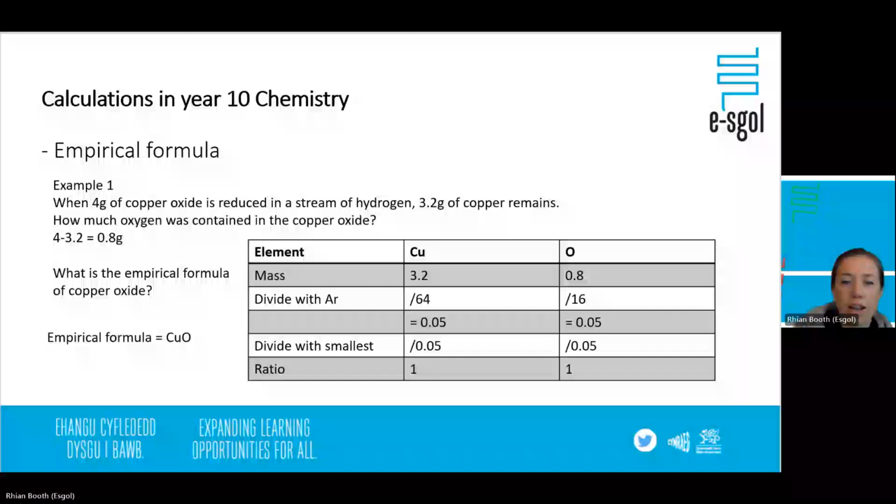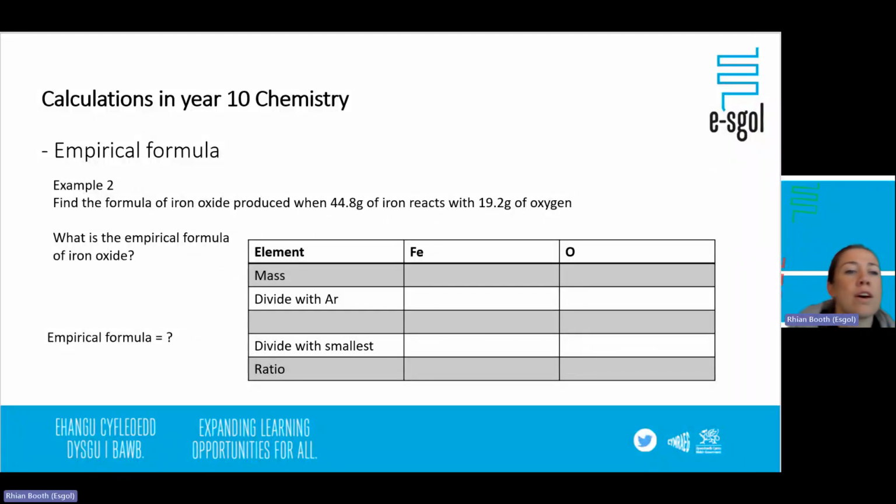Okay, let's have a look at a different example. Find the formula of iron oxide produced when 44.8 grams of iron reacts with 19.2 grams of oxygen. Well, that's quite easy. You don't even have to make a calculation here. They are giving you the masses of iron and oxygen in that text there. So what I'm going to ask you to do now is pause this video, input the information into that table and see if you come out with the simplest formula for iron oxide.